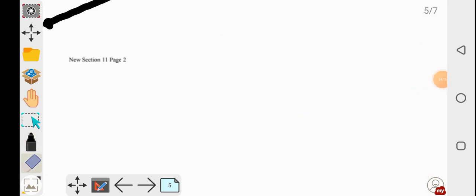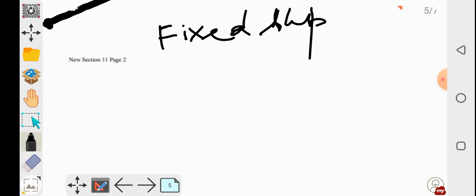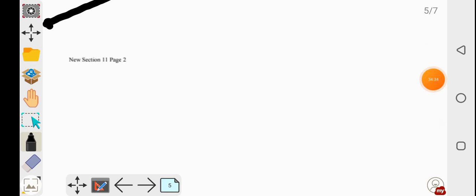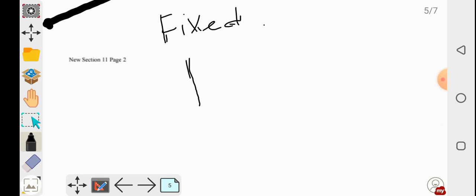The next support is fixed support. Fixed support is represented like this. In case of fixed support, we can see our fixed support is not allowing any vertical movement, any horizontal movement, and not allowing the bending of this member.